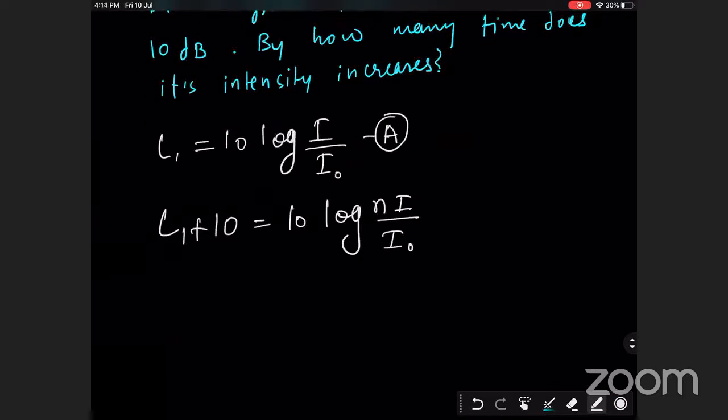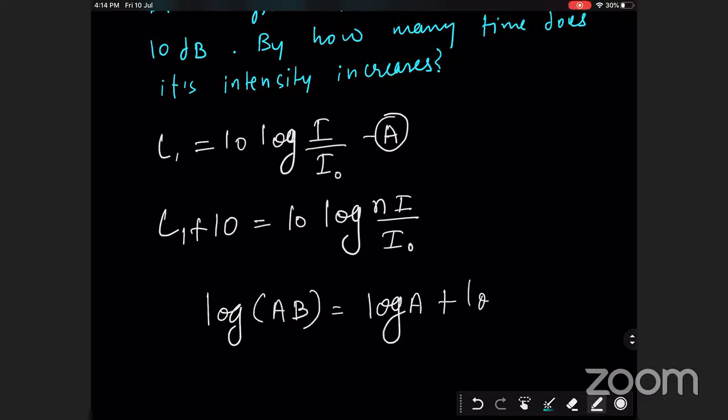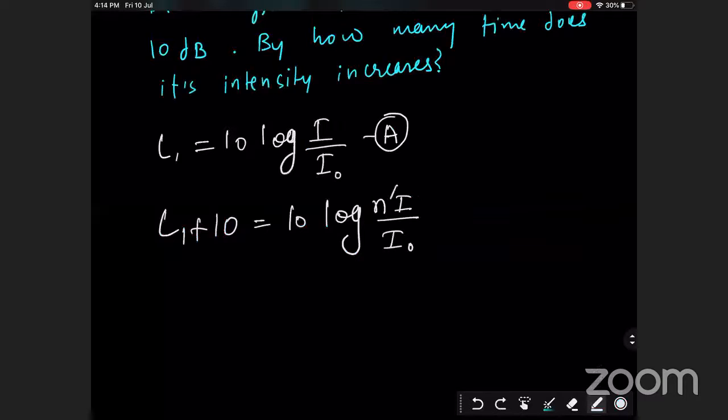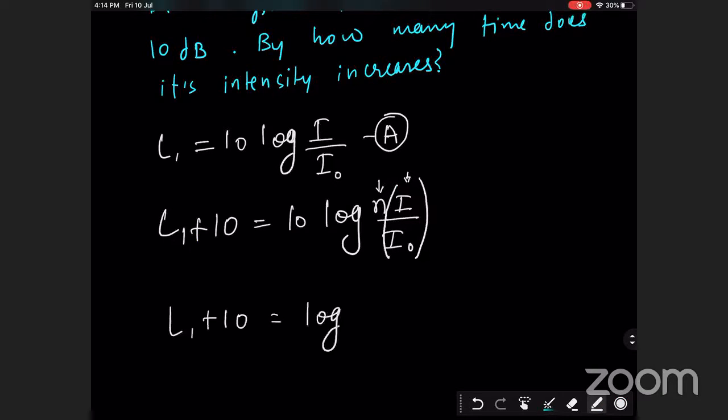Okay, hopefully you remember log A into B can be written as log A plus log B. Am I right? Yes, sir. So what I'm going to do here, this N is A and this is B. So what I can write here, 10 log I by I naught plus 10 log N. Do you understand that? अब हमें N की वैल्यू चाहिए, क्या करें?